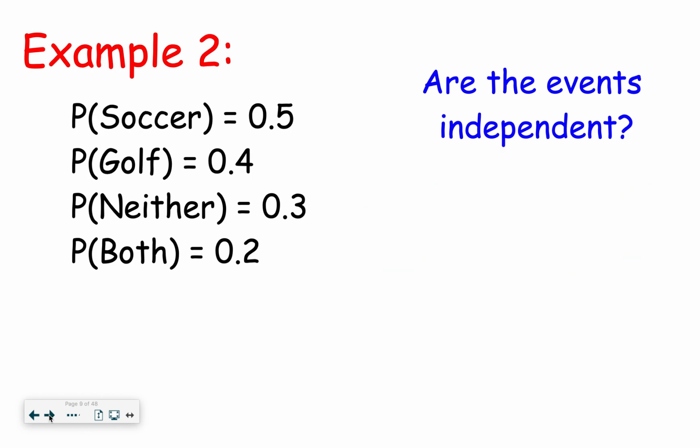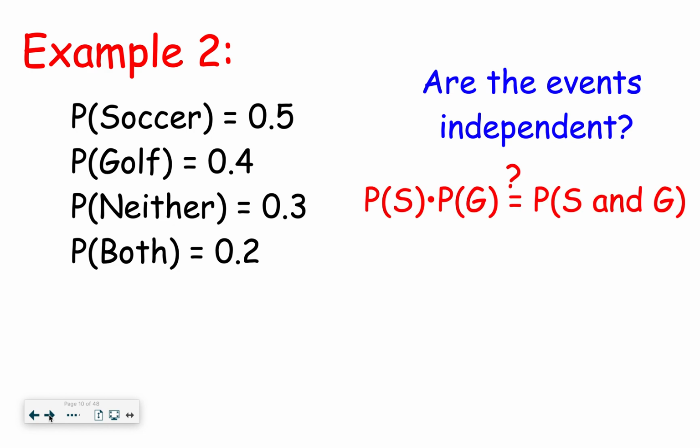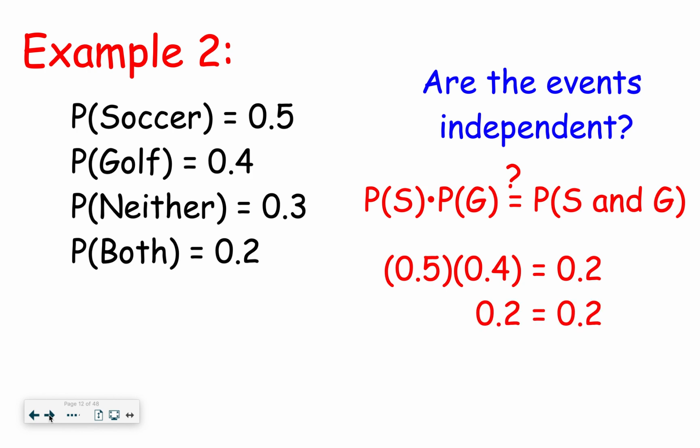Okay, you try this one. Pause the video. So is playing soccer and playing golf independent of one another? Again, the probability of playing soccer and the probability of playing golf should multiply to the probability of playing soccer and golf. So soccer was 50%, golf was 40%, 0.5 times 0.4. The probability of playing both was 20%, 0.2, and 0.5 times 0.4 is 0.2, which tells you that playing soccer and playing golf are independent events because they equal.